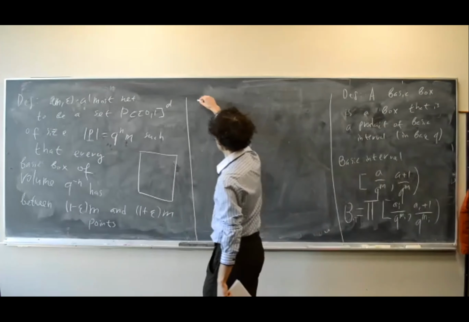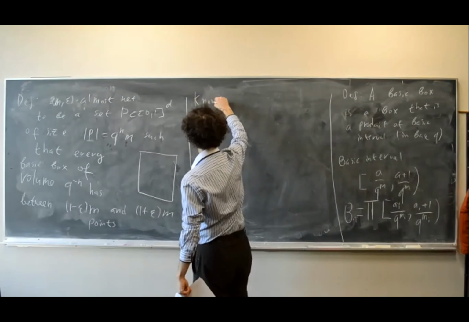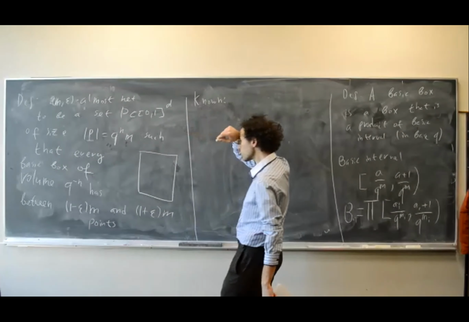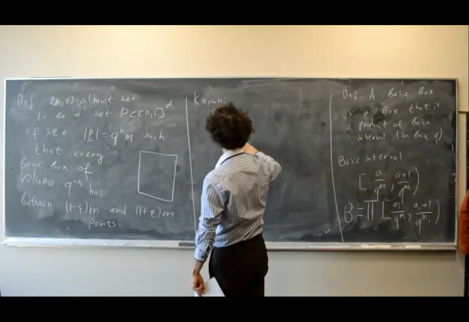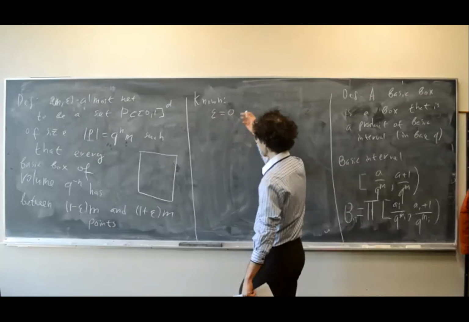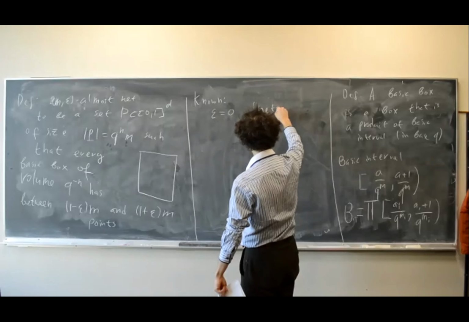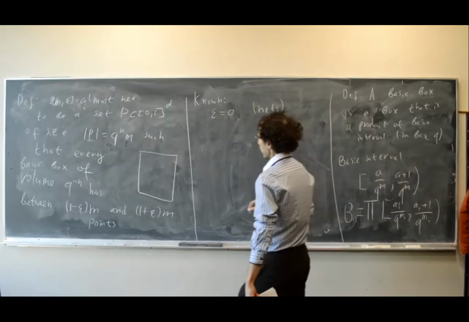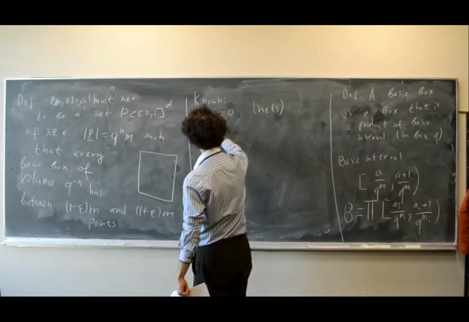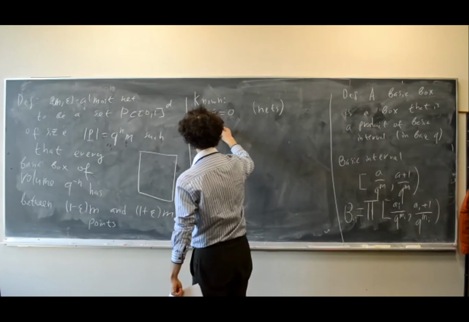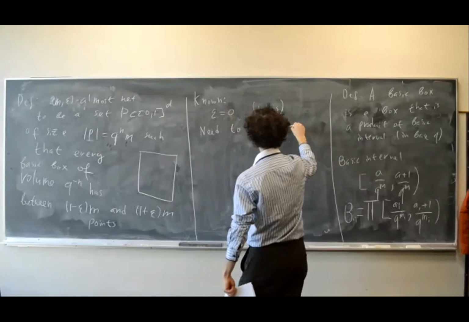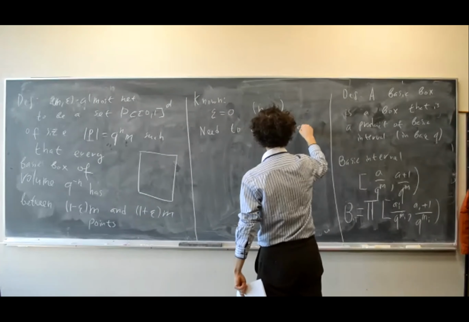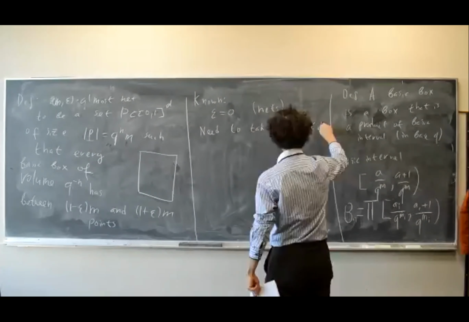So what is known about constructing such nets? Well, if you want to construct them with epsilon equal to 0, then these are called nets, and we need to take m to be exponential in the dimension.